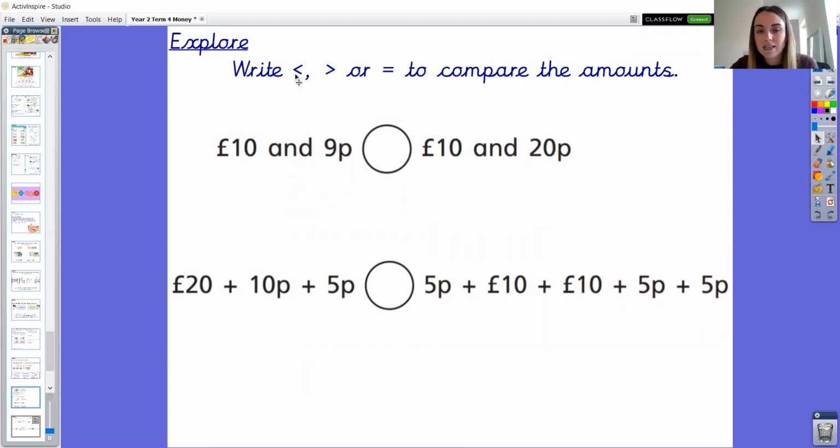Okay, so it says write less than, greater than, or equal to compare the amounts. But similar to when we could see the pictures of the money, we need to find the total of each amount first before we can compare them. So what I'd like you to do is pause the video here, find the total of each amount, and have a think about what symbol you are going to use in the middle to compare the amounts.